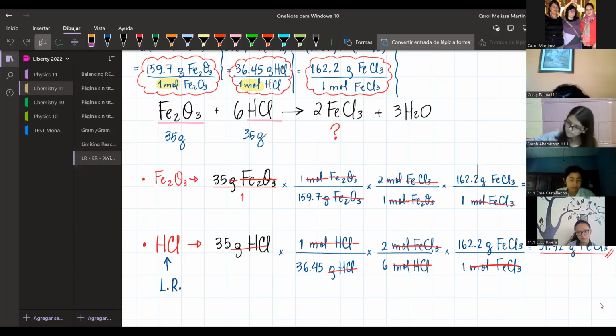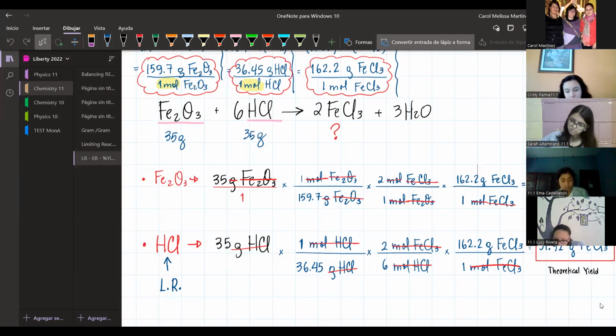Now, what is the theoretical yield? Not the limiting reactant, but the amount produced by the limiting reactant, okay? So these 51.92 grams are going to be my theoretical yield. The theoretical yield is the amount, and the limiting reactant is the reactant. So this one, theoretical yield.